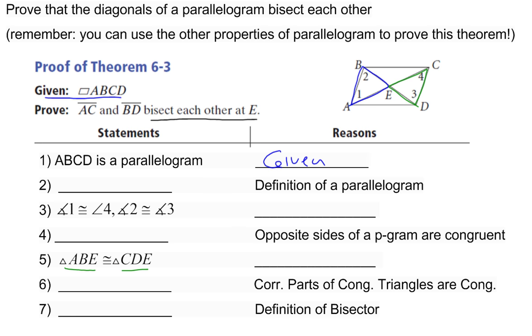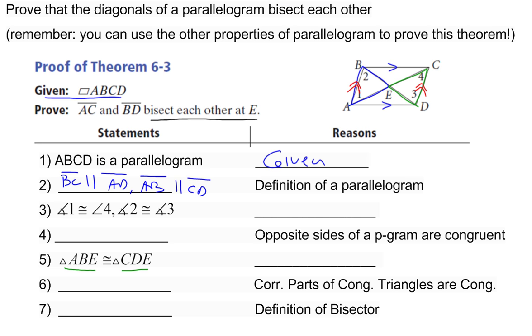Okay, the next statement is definition of a parallelogram. Well, what is the definition of a parallelogram? The definition is that line segment BC is parallel to line segment AD, and also that line segment AB is parallel to line segment CD. That is the definition of a parallelogram. Remember, it's given that it's parallelogram ABCD. So we know that these 2 sides are parallel to each other, and we also know that these 2 sides, AB and DC, are parallel to each other.